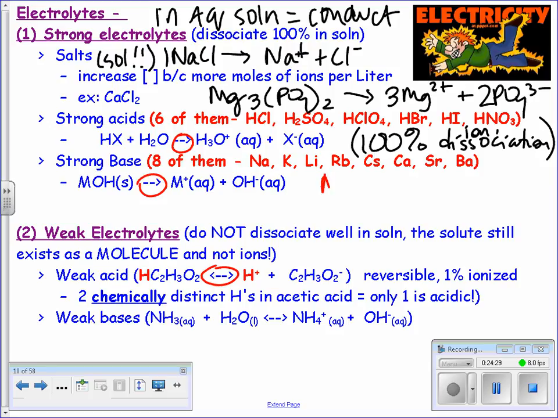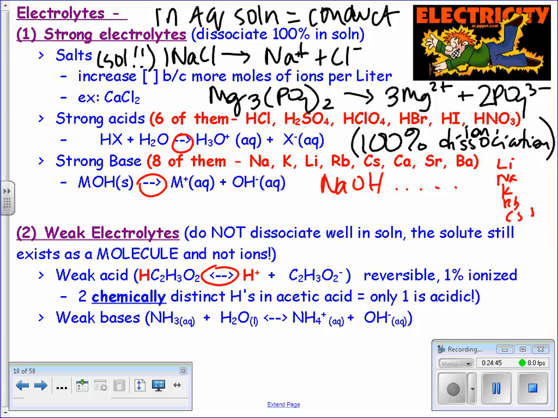So like NaOH, KOH, LiOH, then rubidium hydroxide, cesium hydroxide, and so forth. It's a lowercase b on the periodic table. So you see Li, Na, K, Rb, Cs. Those are the 5 that are in group 1.